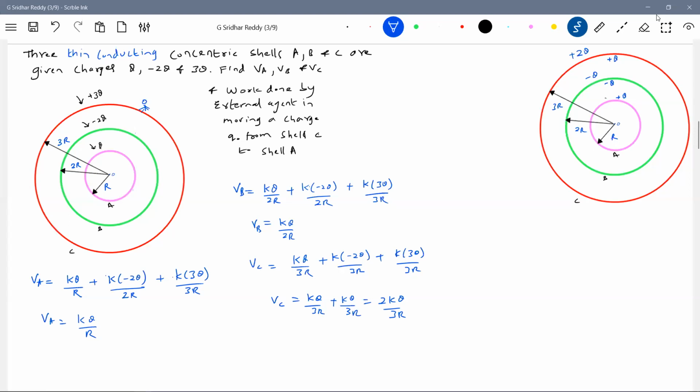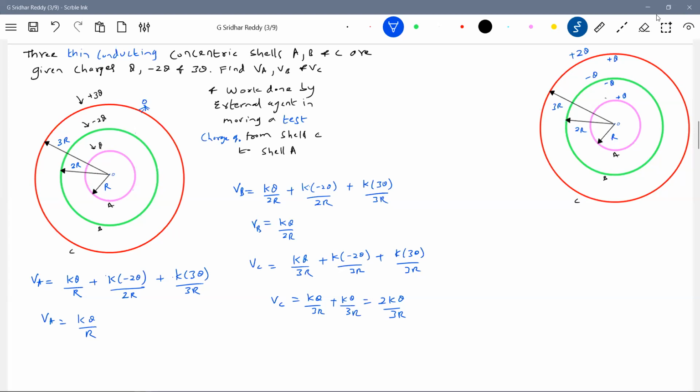Now it is asking something again troubling us. Work done by the external agent in moving a charge q naught from shell C to shell A. Some test charge it is. So it will not produce its own field. So let's not bother about the change in potential due to movement of this charge.